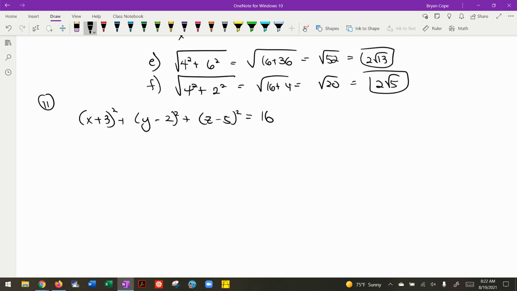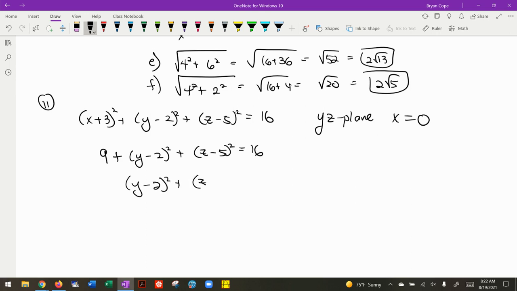Now we're interested in the intersection of this sphere with the yz plane. Well, the yz plane has equation x equals 0. So if we let x equal 0 in our equation, we end up with 9 plus (y - 2) squared plus (z - 5) squared equals 16, which gives us this equation. So we're talking about a circle with a radius of root 7 with a center at the point (0, 2, 5).